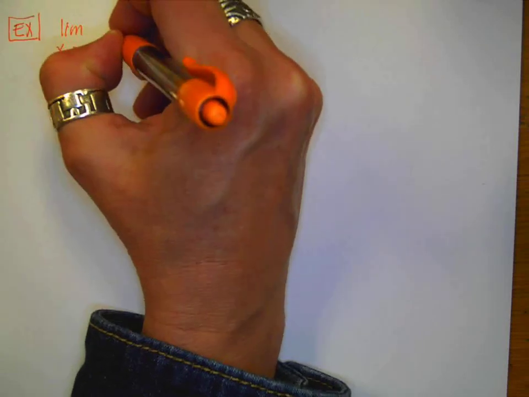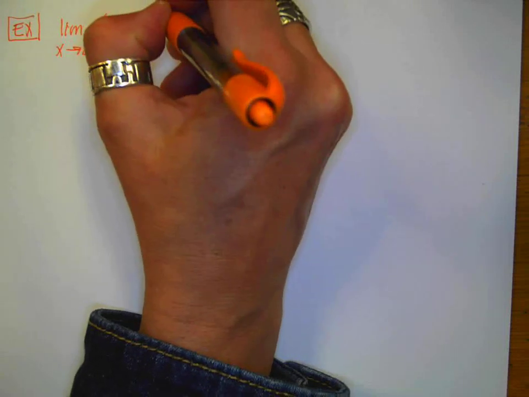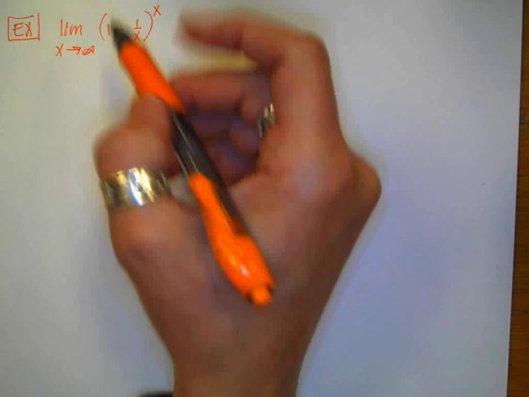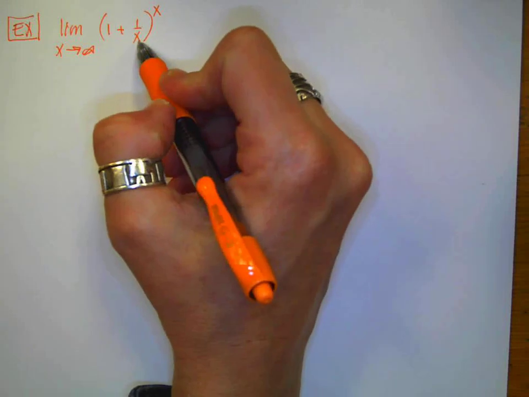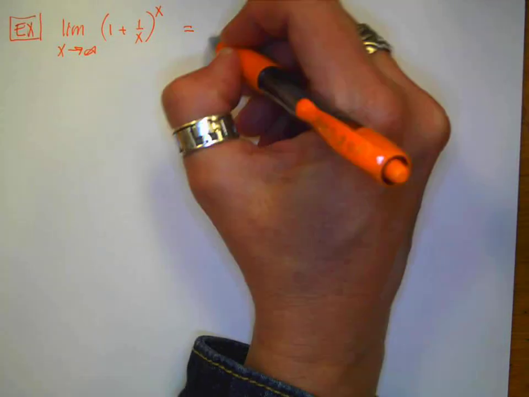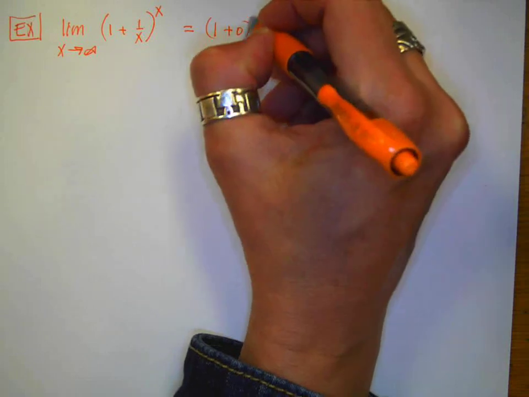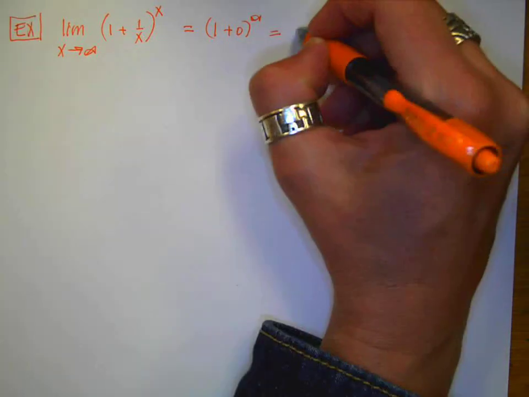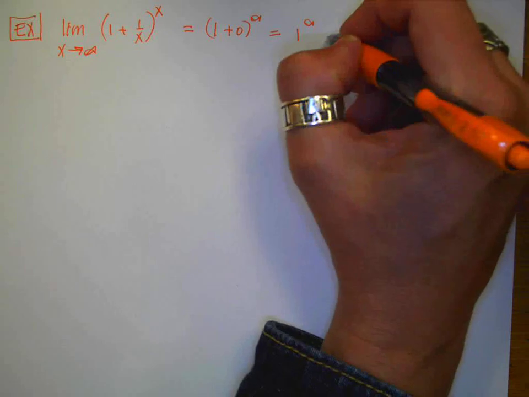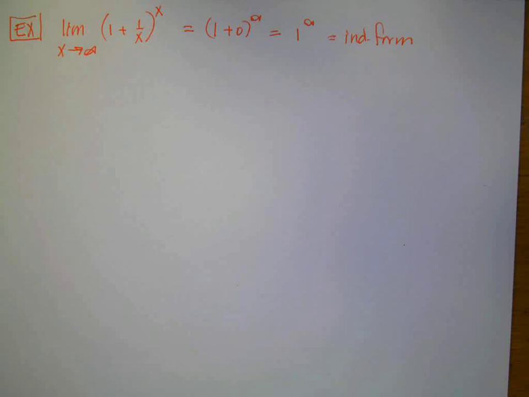So this is the limit as x approaches infinity of (1 plus 1 over x) raised to the x, okay? On this one, remember as x approaches infinity, 1 over x is going to approach the horizontal asymptote 0, but when I use direct substitution, I get 1 plus 0 raised to the infinity, which is 1 to the infinity, which is an indeterminate form. So that's just a little bit weird.